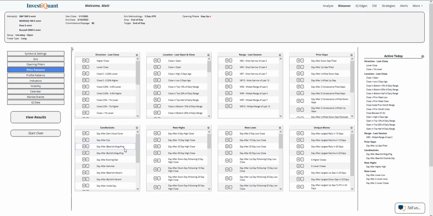It's available in the active today, but it's also right here in the candlesticks. I can just hit equals next to day after bearish engulfing. That will add it to the test, or it's right over here in the candlesticks. You can just click on that, and that will load it as well.